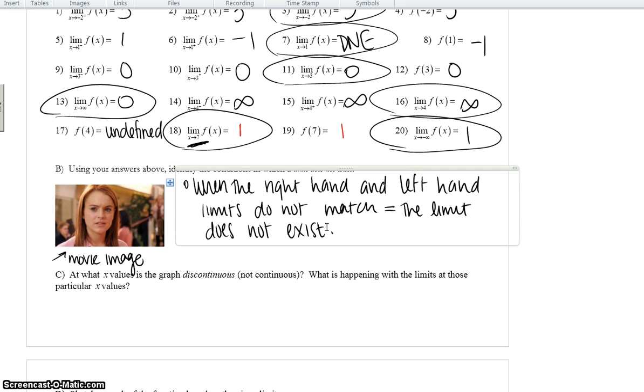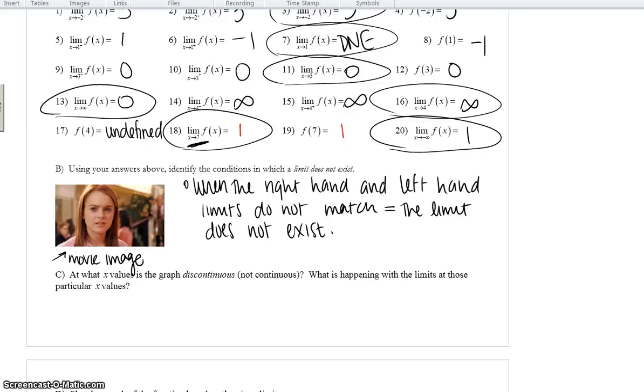Okay, so let's take a look at it. Here's one of the things that I wrote. When the right-hand and left-hand limits do not match or do not equal each other, then the limit does not exist. I hope you came up with at least one other one.